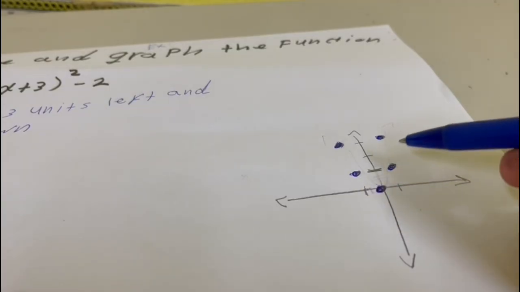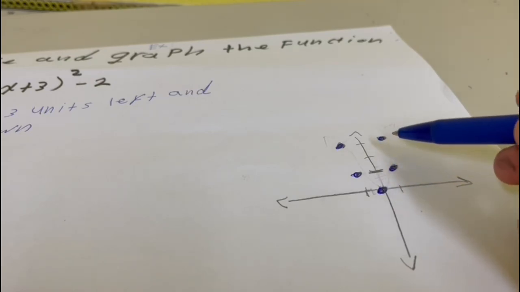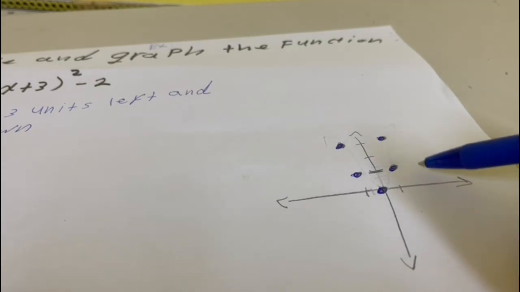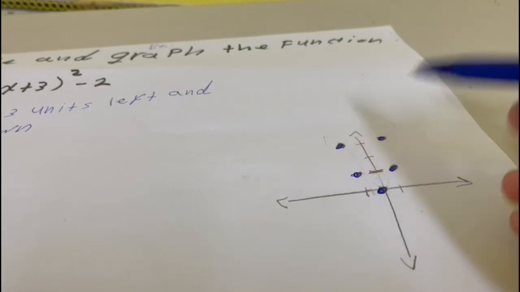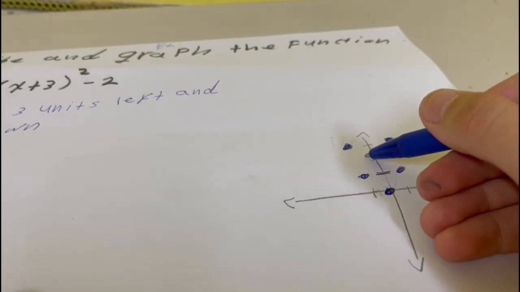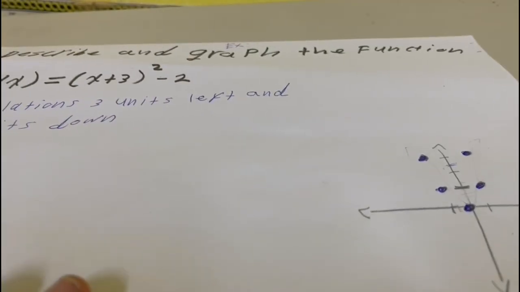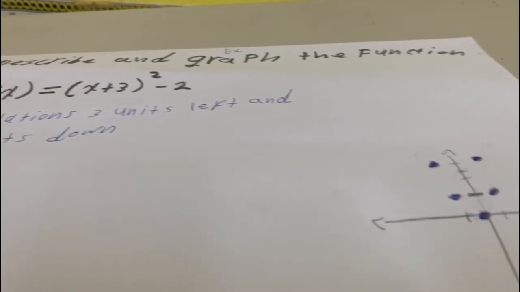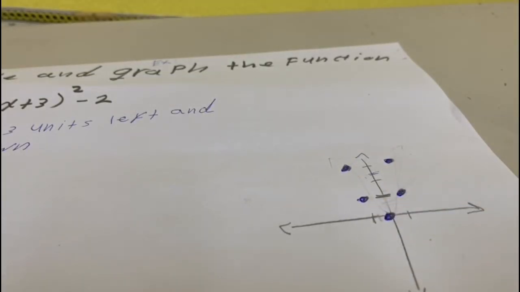Here is 0, 0, then 1, 1, and we go 3 units up to 2 and 4, and we connect the points. Now let's start graphing. The blue pen is for the parent function, and the pencil is for transformations.